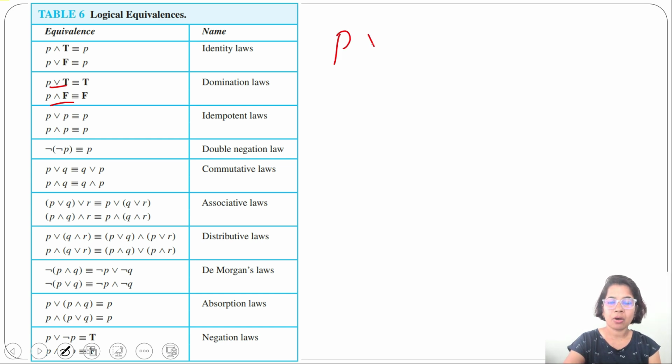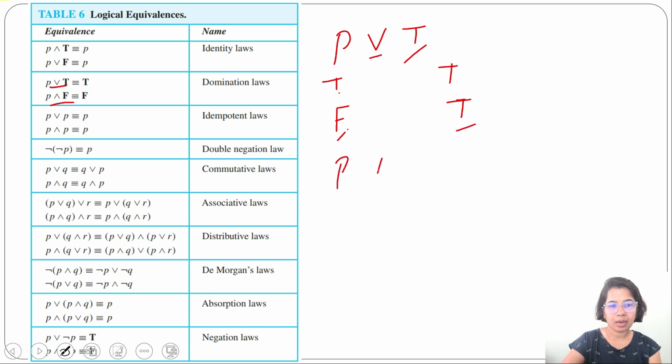So P or true. When P is true, true or true is true. When P value is false, false or true is true. False or false is false, the rest are true. Suppose any one value is true, it will be true. So false or true will be true.